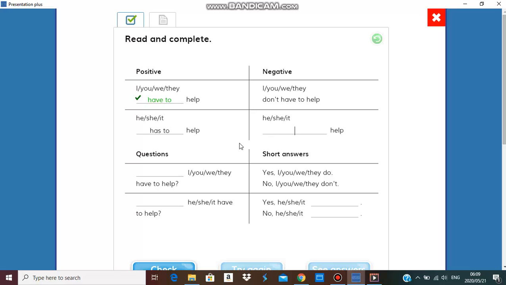He, she, it doesn't have to help. He doesn't have to help, she doesn't have to help, it doesn't have to help. What about questions for plural? Do I, do you, do we, do they have to help? Yes, I do. Yes, you do. Yes, we do. And yes, they do.